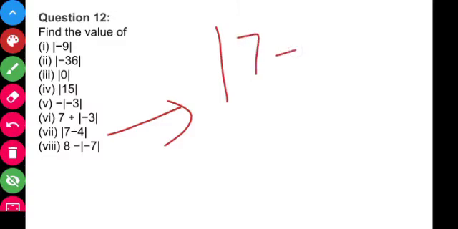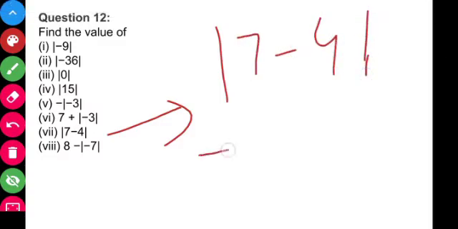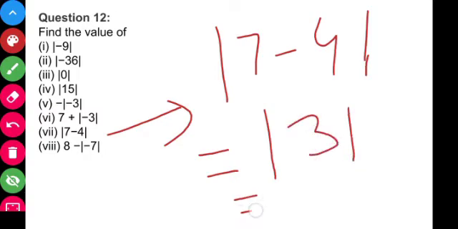It is given the absolute value of 7 minus 4. So write 7 minus 4; first you solve in the bracket. Here 7 minus 4 is 3. The absolute value of 3 is 3. Okay. Similarly you can do the 8th part.